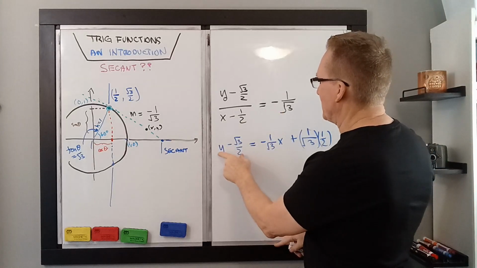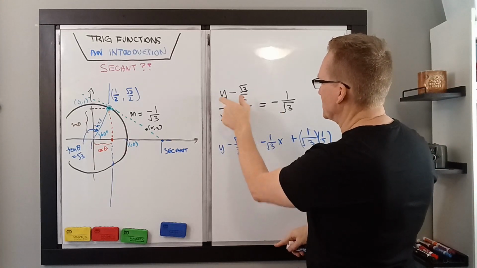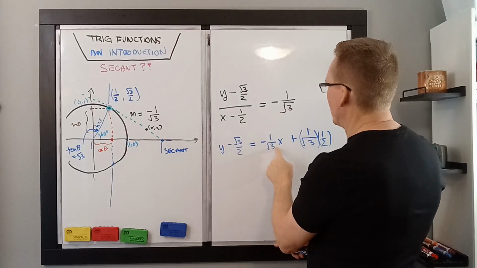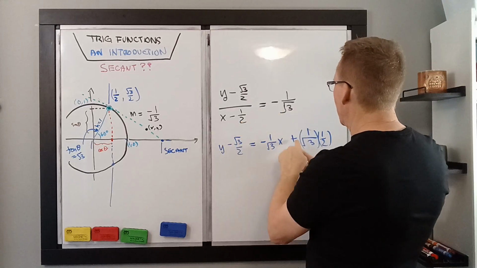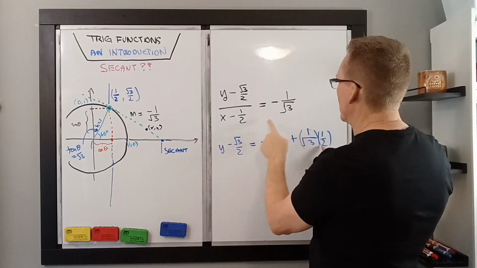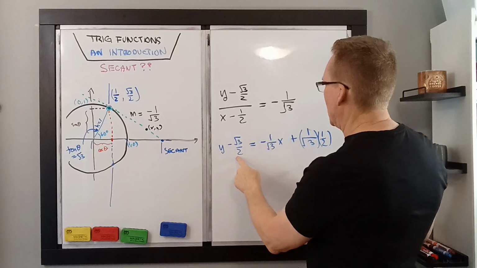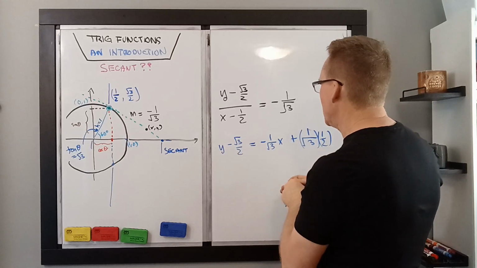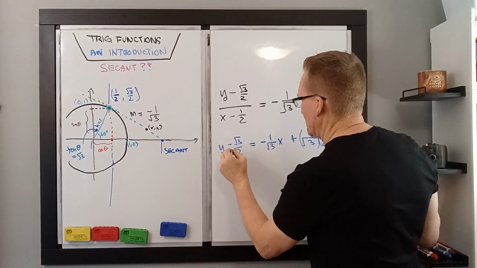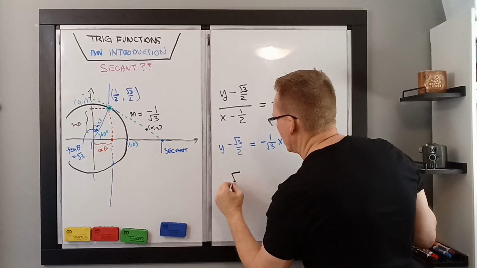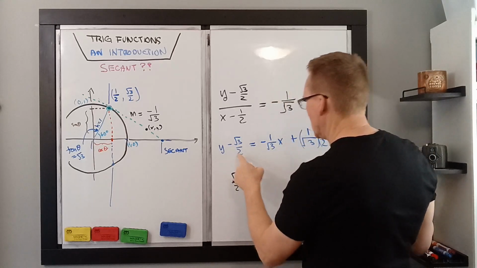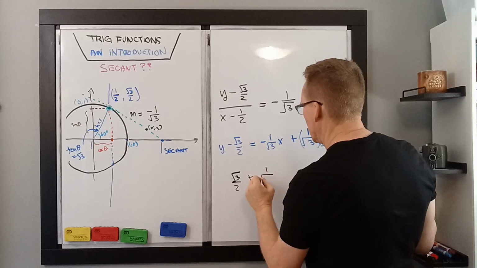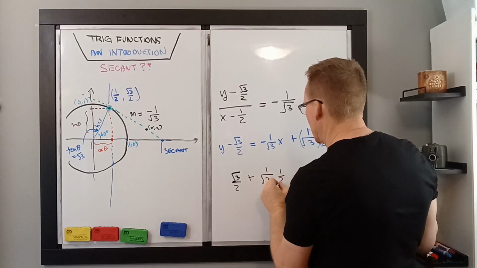So here's the next step. I've still got y minus root 3 over 2. I've taken this over here, so that's minus 1 over root 3 times x, and then double negative, so it's plus 1 over root 3 times 1/2. Well, I have two terms here that involve just numbers. I want to move them to this side, and I will do that right now. So I'm going to take this here, which is root 3 over 2, move it to this side, plus 1 over root 3 times 1/2.